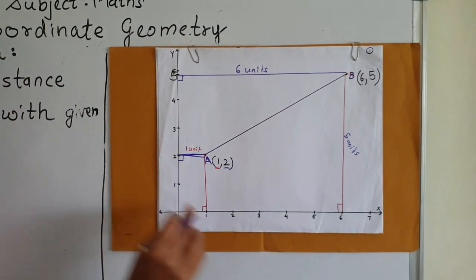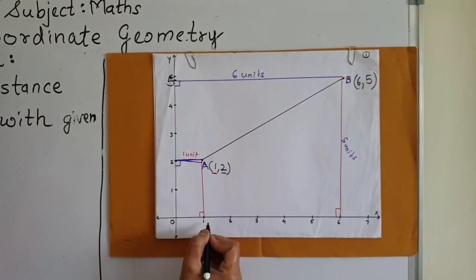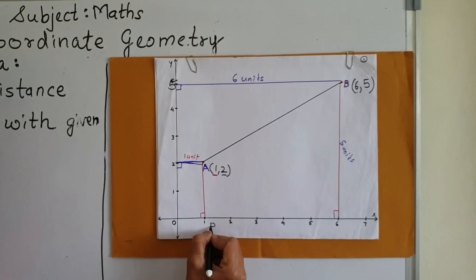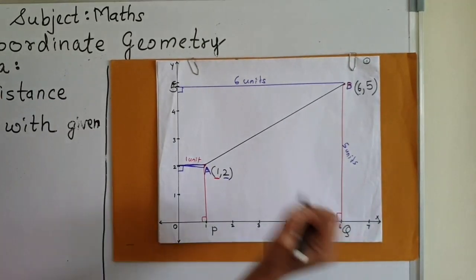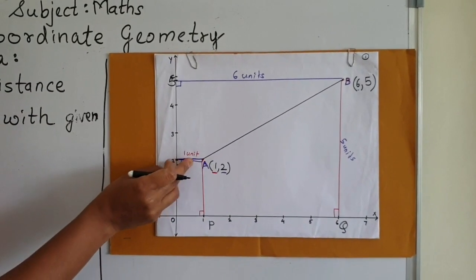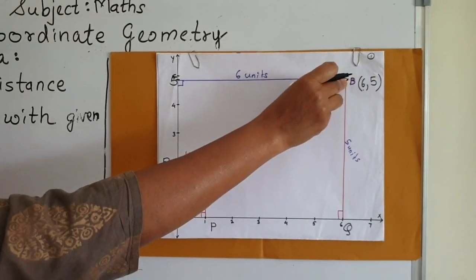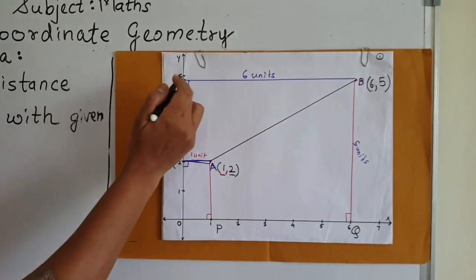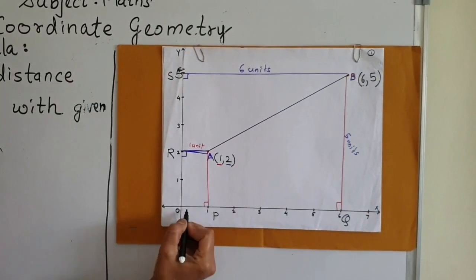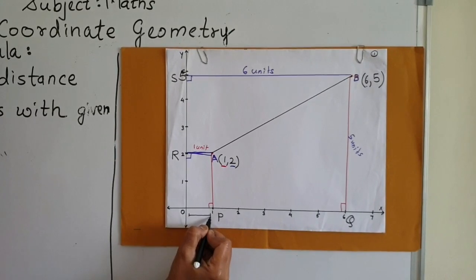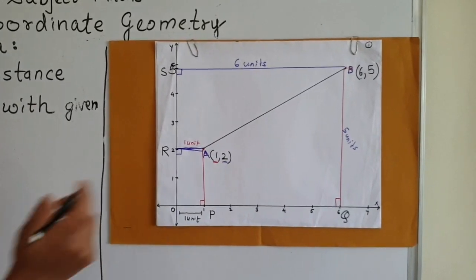So when you draw a perpendicular distance on x-axis, name them as A, P. This perpendicular on x-axis, B, Q. Now perpendicular on y-axis from point A, name it as R. And perpendicular from B on y-axis, name it as S. So what distance you get for OP? First try to understand this. OP is 1 unit, right?